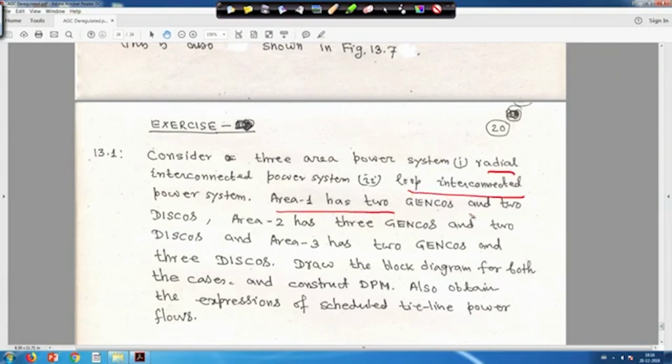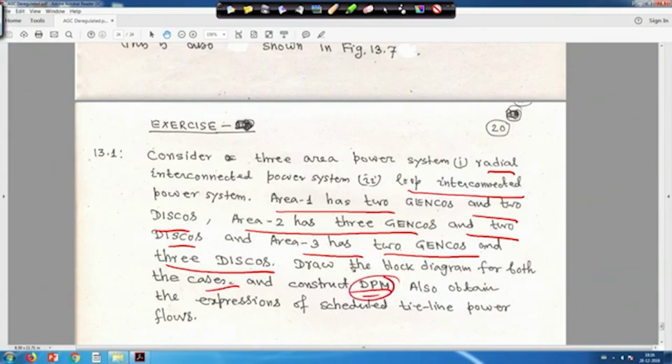Area 1 has 2 GENCOs and 2 DISCOs, area 2 has 3 GENCOs and 2 DISCOs, and area 3 has 2 GENCOs and 3 DISCOs, right. So, please draw the block diagram for both the cases, that is a bigger one, and construct the DPM. In this case you will construct the DISCO participation matrix, right. Also obtain the expression of the scheduled tie line power flows.